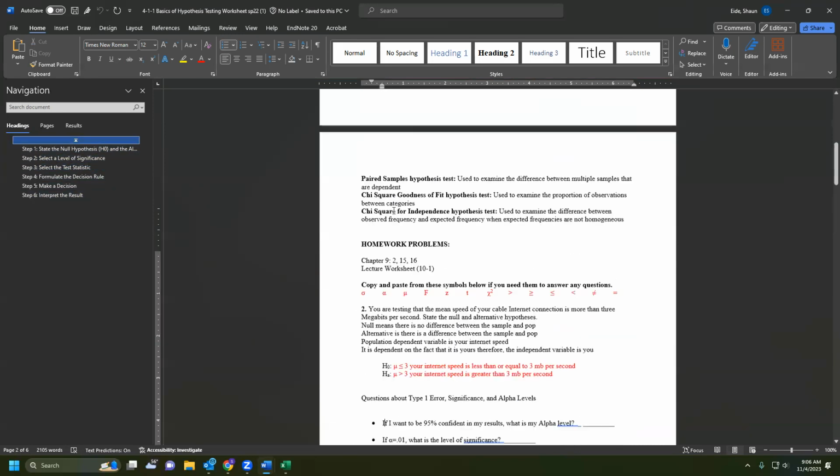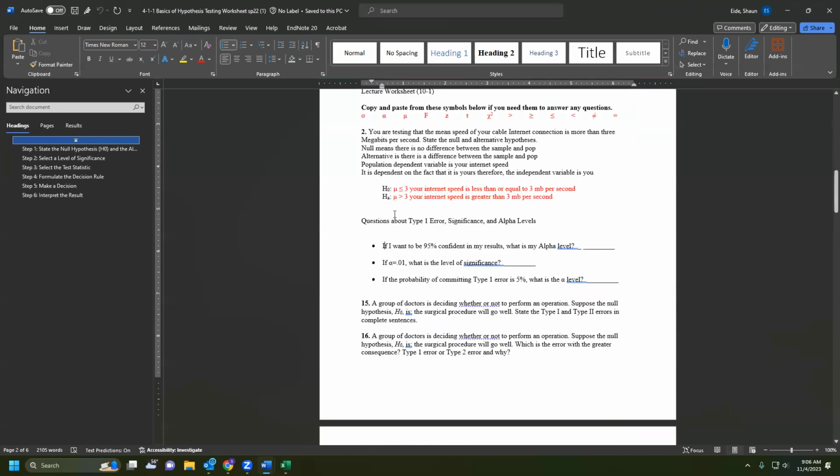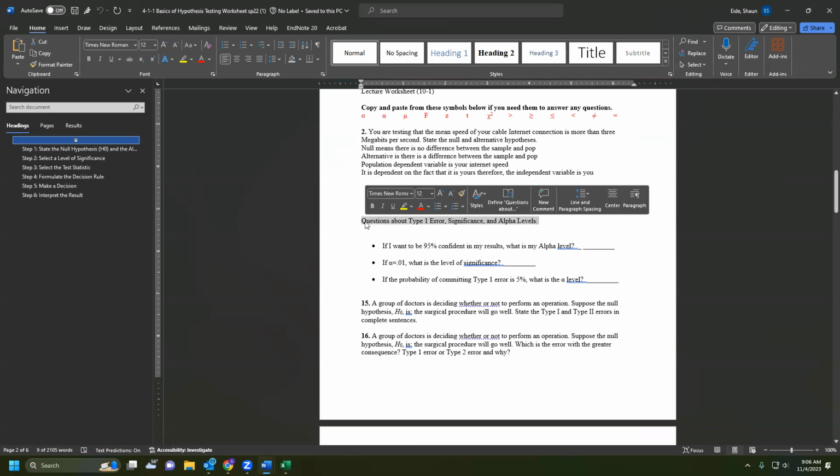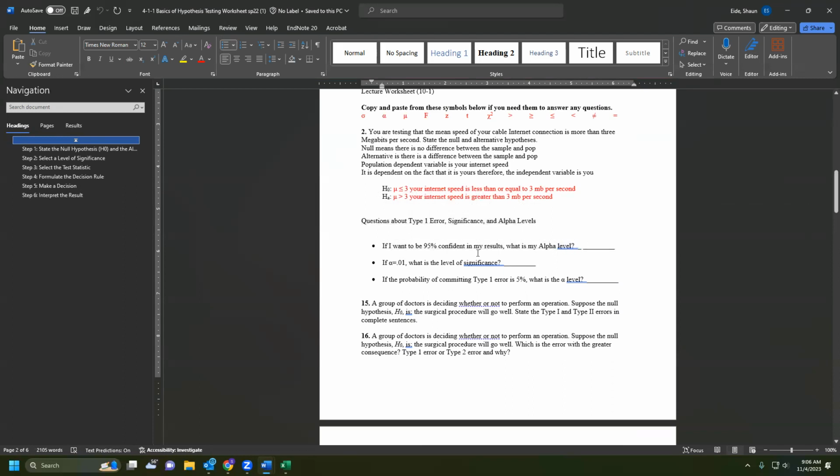But the big thing right here as we get started is the question about type 1 error, significance, alpha level. You can watch a lot of the other lectures that go over that. But if you want to be 95% confident in your results, your alpha level is going to be 0.05. If your alpha level is 0.01, what is the level of significance? This is just showing you that these words are all the exact same thing. So just be aware of that.